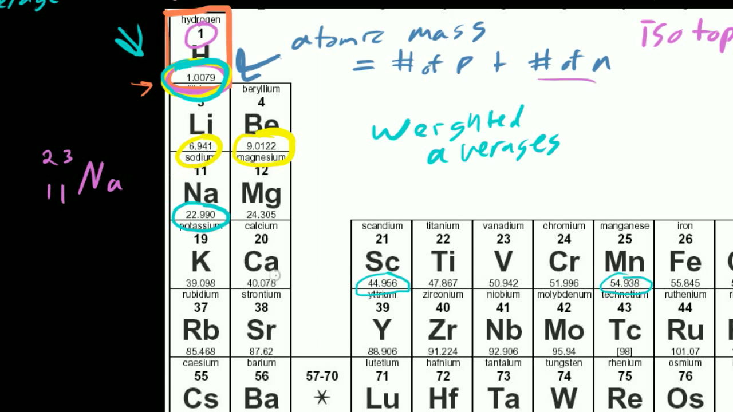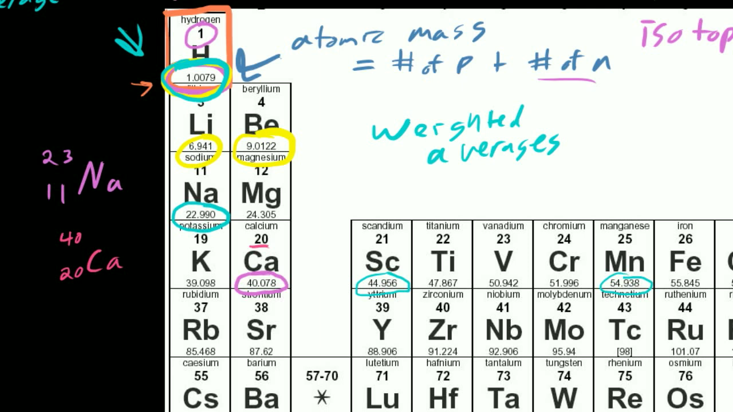Similarly, we look at calcium. Let's look at calcium down here. So calcium's atomic mass number is going to be 40.078, and calcium's atomic number is 20. So we can probably say that the most common isotope of calcium is going to be calcium-40, right? So we have 40, 20. 20 is the number of protons in the calcium atom. 40 is the number of neutrons.